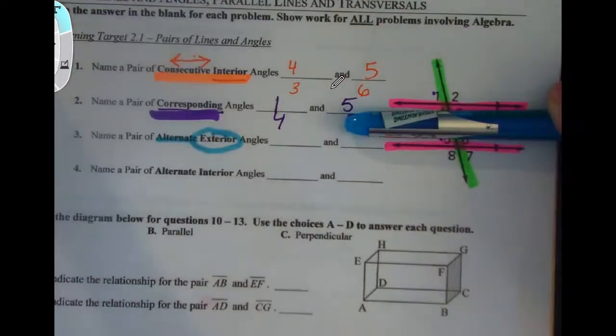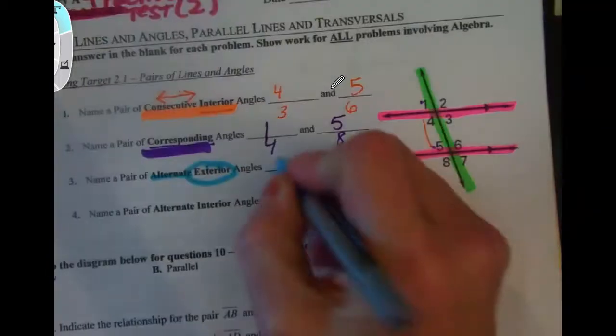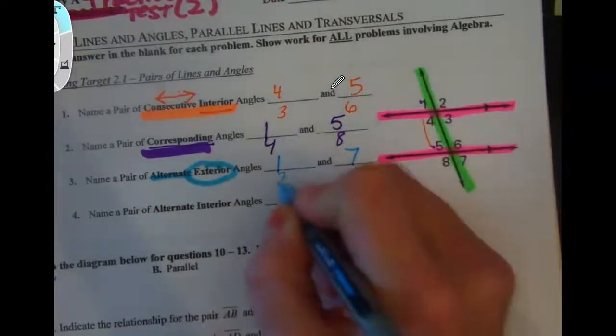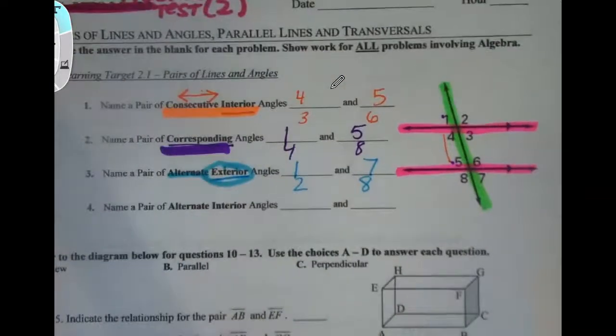And then you can also see the 2 and the 8 are on the outside, and they're also diagonal. So you could have put either one. You could have put 1 and 7 or 2 and 8. Just have to be careful. Make sure you choose the ones on the outside.